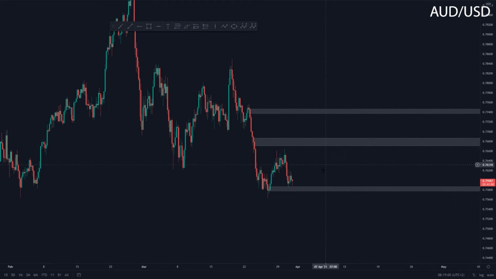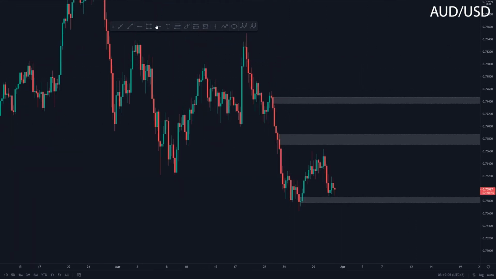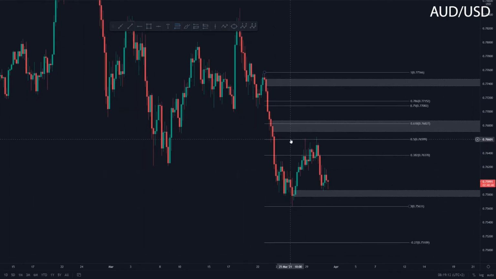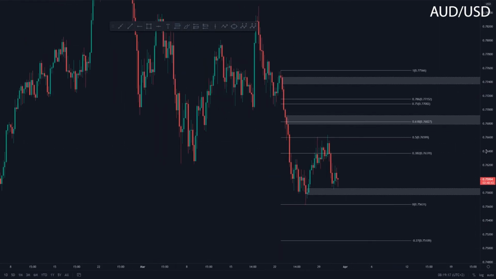And Aussie dollar is quite interesting. We had this beautiful impulse towards the downside, and we just completed our 0.5 Fibonacci retracement. However, I'm still waiting for one last potential push towards the upside, just as I am on pound dollar and Kiwi dollar. So one more push towards the upside, take out the highs, touch the 618 Fibonacci level, touch my liquidity zone, and then see potential more downside continuation.